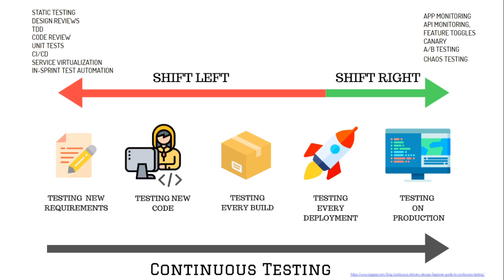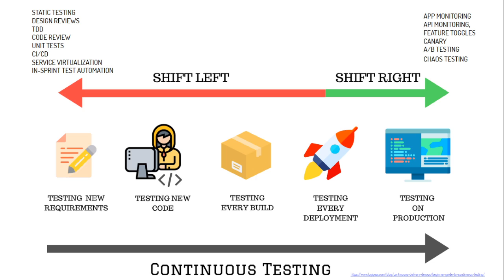Continuous testing is the process wherein you'll test everything, right? You'll test new requirements, you'll test new code, you'll test every build, you'll test every deployment, and you'll also test on production. So this process of testing throughout is called continuous testing.